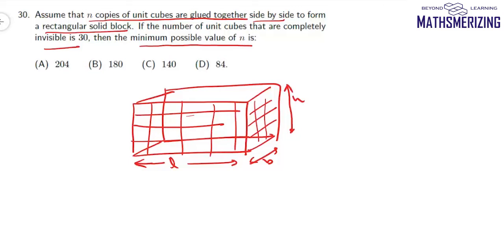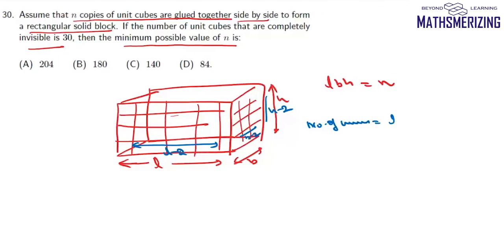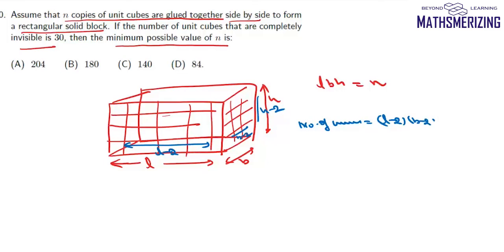So we know that LBH is equal to simply N. Now what is the number of cubes which are invisible? So for these invisible cubes, we'll have these dimensions as L minus 2, B minus 2 and H minus 2. So number of invisible cubes will be simply L minus 2, B minus 2 into H minus 2, and this number is equal to 30. So that means this relation L minus 2 into B minus 2 into H minus 2 is equal to this product, which is 30.